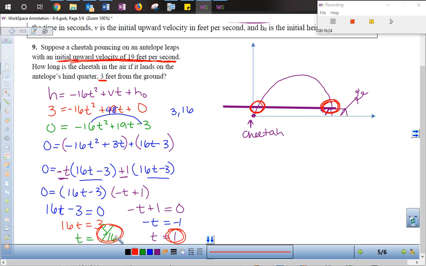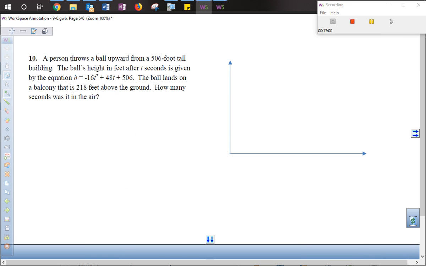To do this, we just have to put them in numerical order. 3/16 of a second happens before 1 second. So since the cheetah hit 3 feet on his way up before he hit it on his way down, this one's going to be 3/16 of a second, and this one's going to be 1 second. That means the answer to my question is it took him 1 second to land on the antelope. Let's try it again for number 10.